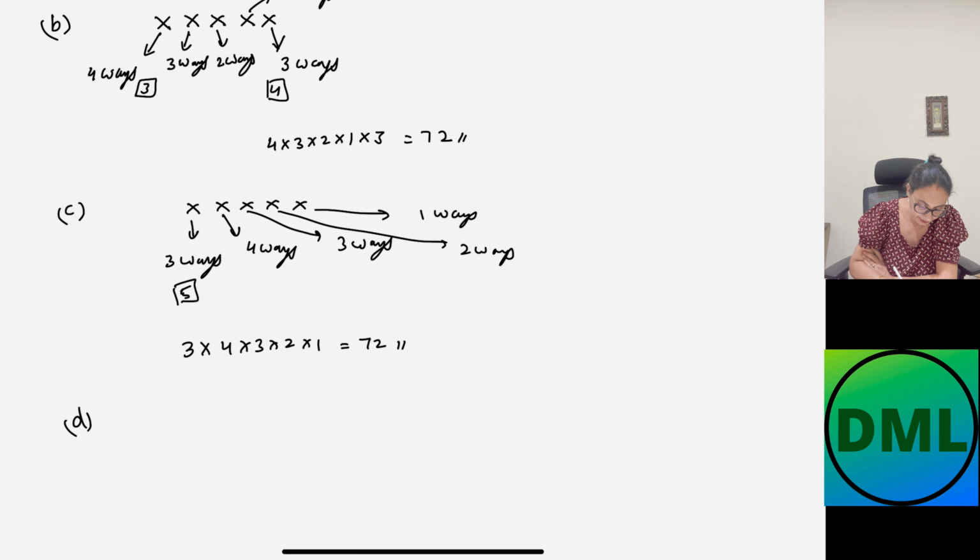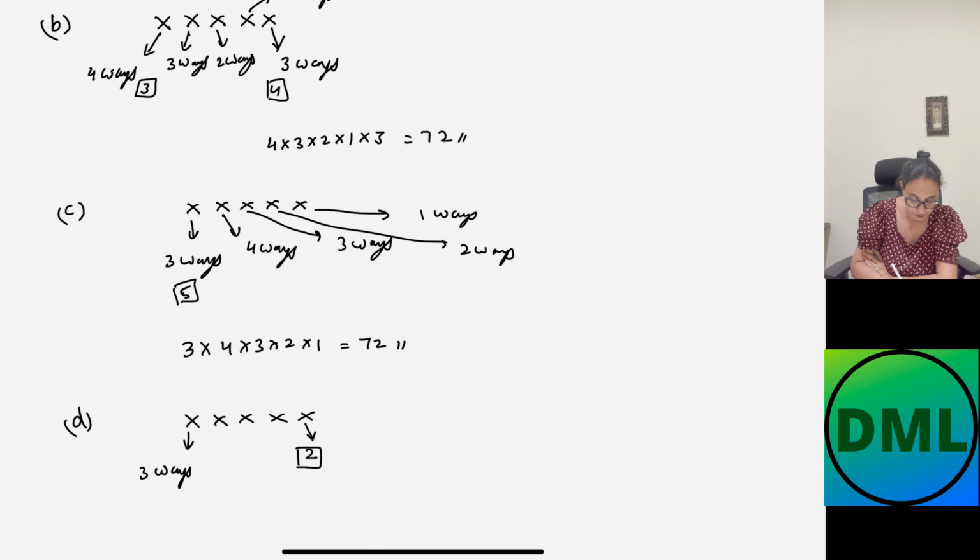For the D part, 1, 2, 3, 4, 5. First, I have to make an even number. For the last place, let's suppose that you placed 2 here. So 2 is gone out of the numbers. The first place should be greater than 4. Either it should be 4, 5 or 6. So there are 3 ways to do it. Let's write down the answer here. There are 3 ways to do it.